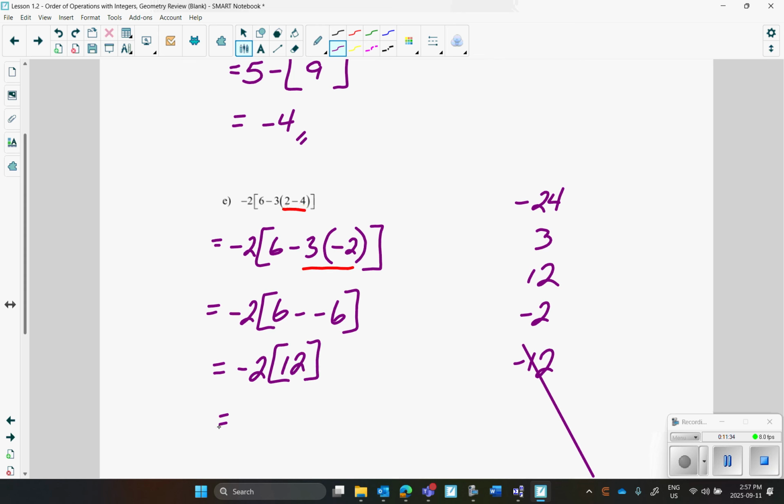-2 times 12, -24. Okay. These will come with practice. The reason why these are a little bit tricky is because there's so many things that you have to do. There's so many steps. And once, of course, you make one little mistake, like if there's a mistake with the plus or minus sign, the answer is eventually going to be wrong.